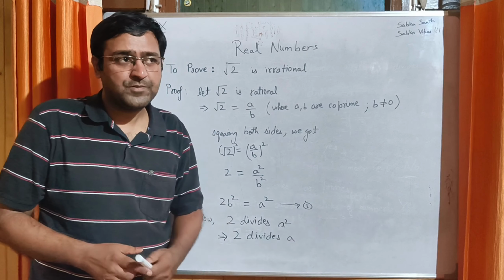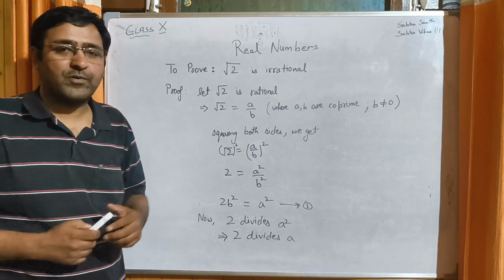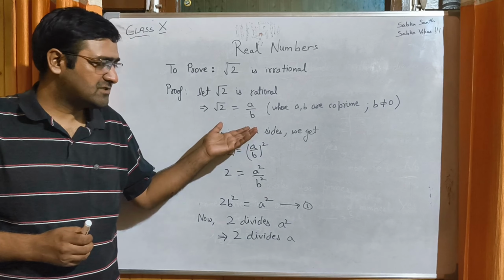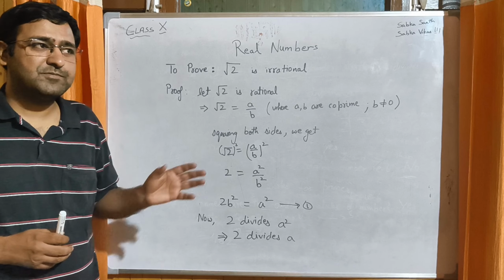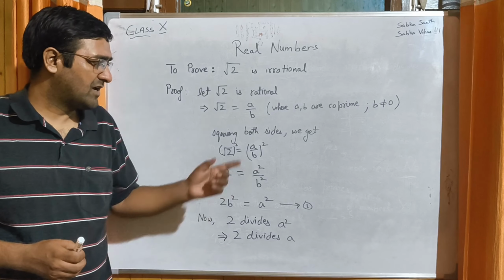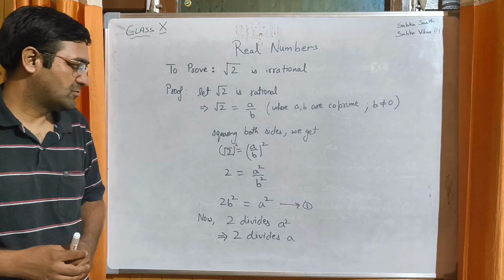Now you would say, what is this co-prime? Co-prime means the number is in its lowest form. So that means there is no other common factor for them that you can cancel from them. So they are already in the simplest ratio.